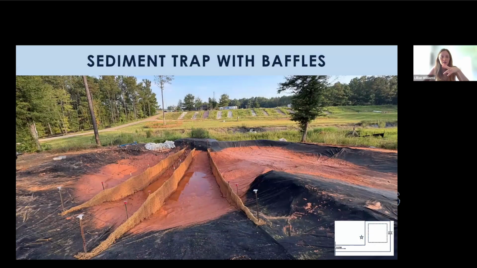And this was an after-the-fact picture, and you can see how a lot of the heavy particles settled before that first fence, and then it looks a lot finer in the other remaining bays.